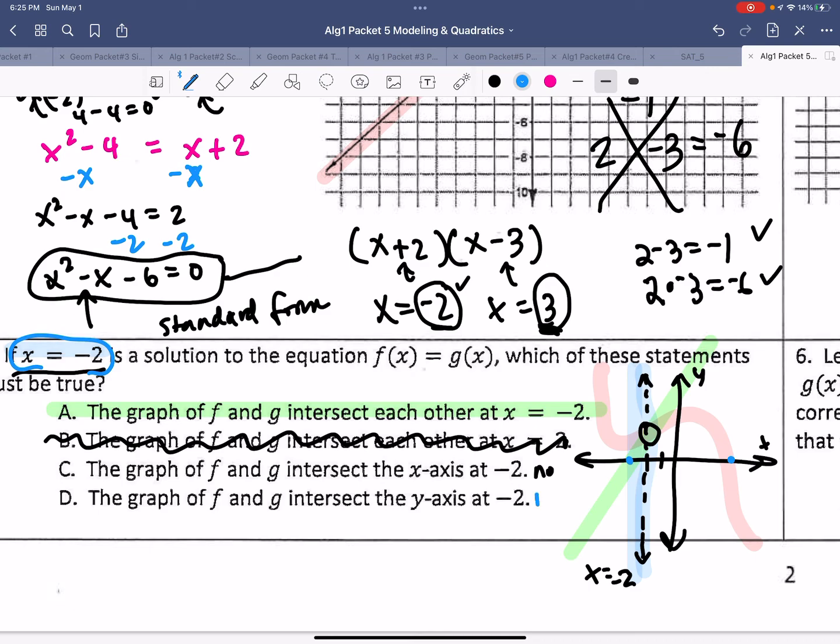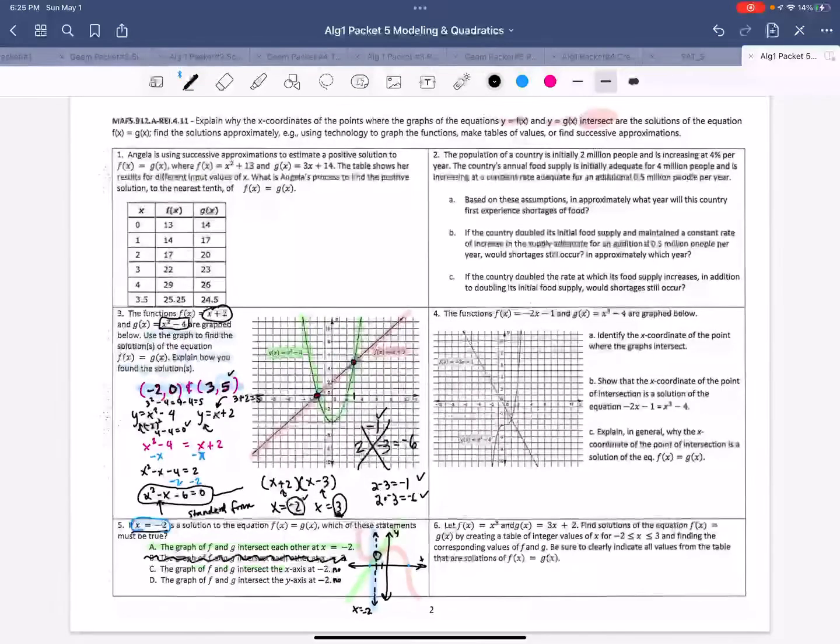Okay, so I definitely feel confident that we picked the right answer.